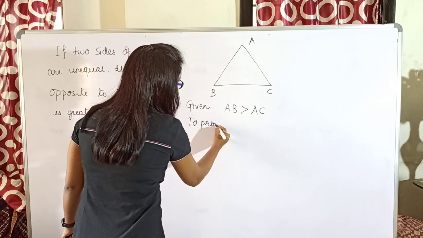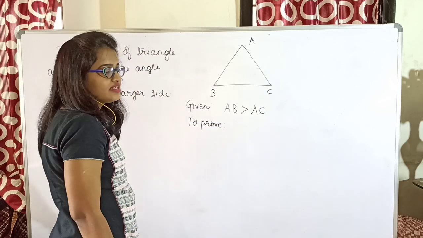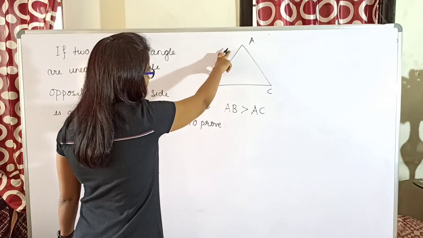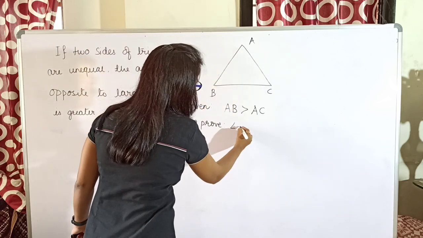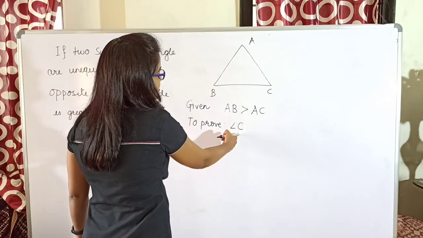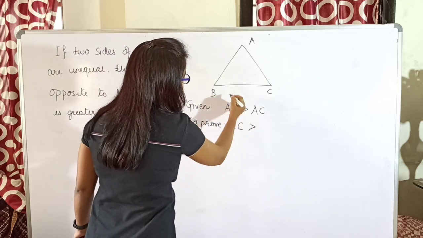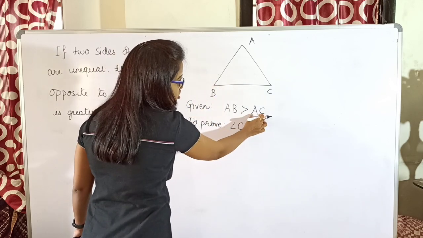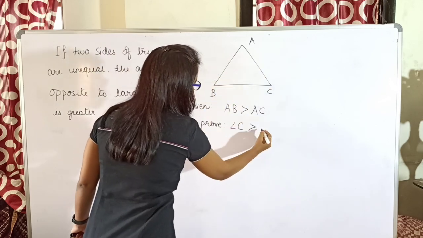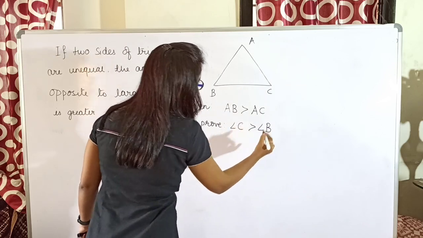So what is said in the theorem? It says the angle opposite to the greater side. So what is the angle opposite to the greater side? That is angle C. And this angle is actually greater than the other angle. Now which other angle will you take? The angle which is opposite to AC. So the angle opposite to AC is angle B.